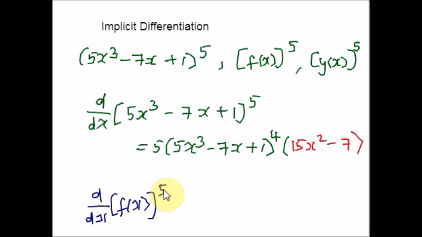So 5 times f of x raised to 4, and the derivative of the inner function is f dash of x. Here in this example, we don't actually know what f of x is, so when we do the derivative of the inside function, all we can do is write down the notation of the derivative, that is f dash of x. Here we need not go in depth.